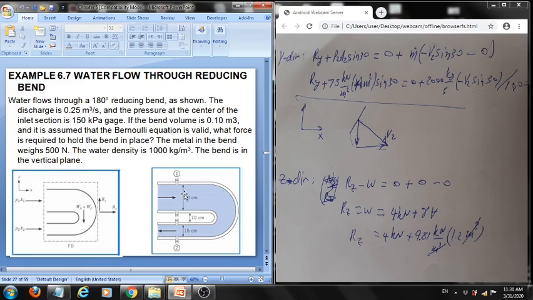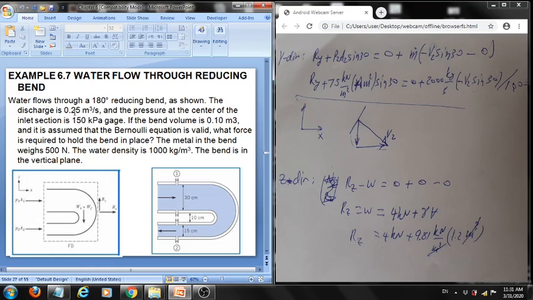but this time we have a 180 degree reducing bend, meaning that the flow was in this direction and it turned an angle of 180 degrees. In addition, we have an area change: the diameter was 30 centimeters, and then at the exit the diameter became 15 centimeters. So that's why he calls it a reducing bend, as you see in this figure.